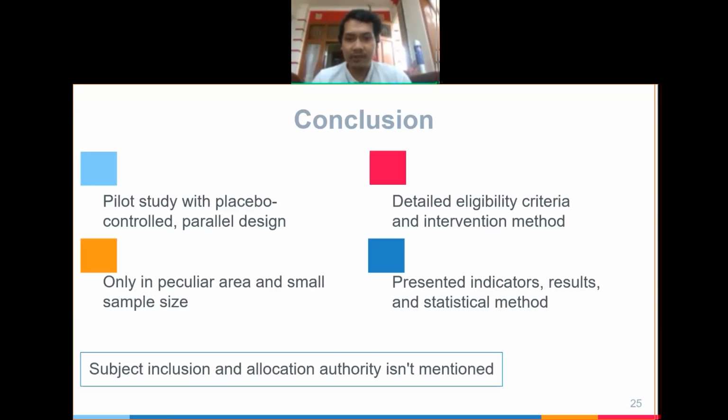Randomization method using a double-blind study is well controlled, but the authority who did the subject inclusion, randomization, and allocation is not mentioned. Primary and secondary results measured by several indicators are presented well. Statistical method is also presented well. Authors also understand the limitation, bias, and the other precision problems that may occur.